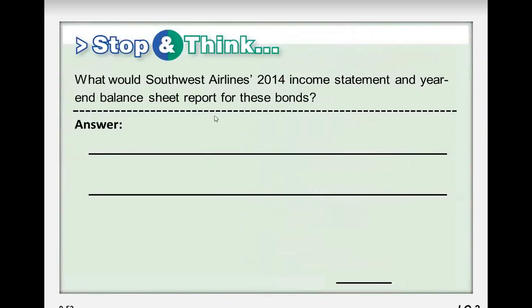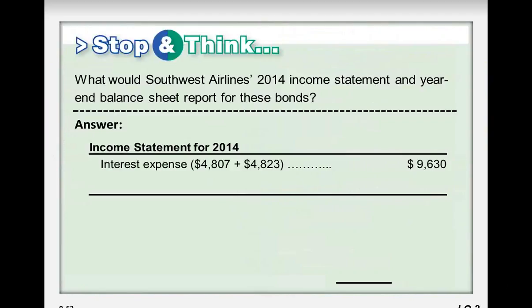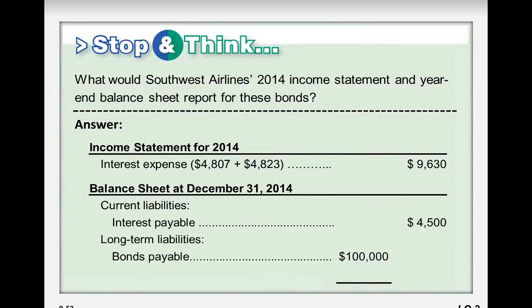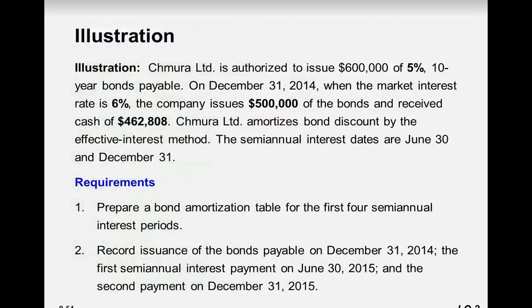So what would Southwest Airlines' 2014 income statement and year-end balance sheet report for these bonds? They're going to report the interest expense on their income statement. On the balance sheet, they will report the interest payable under current liabilities, and under long-term liabilities they'll have the bonds payable at $100,000 face less the discount to get the carrying value at year-end of $96,779.